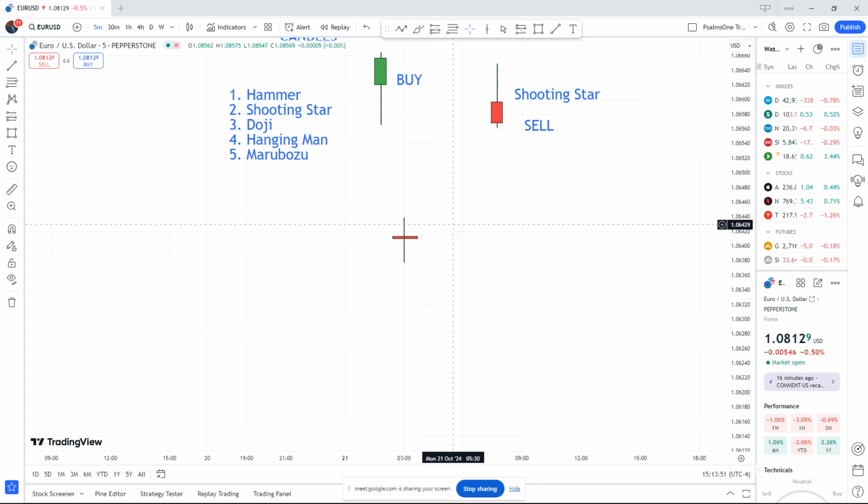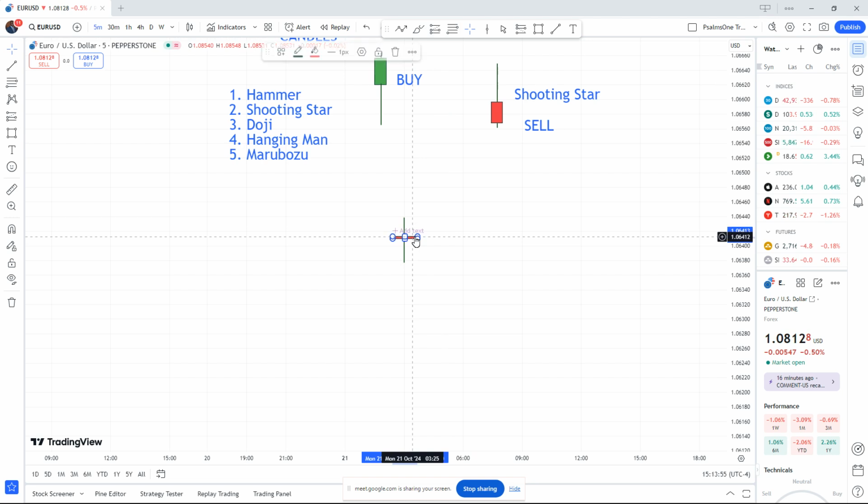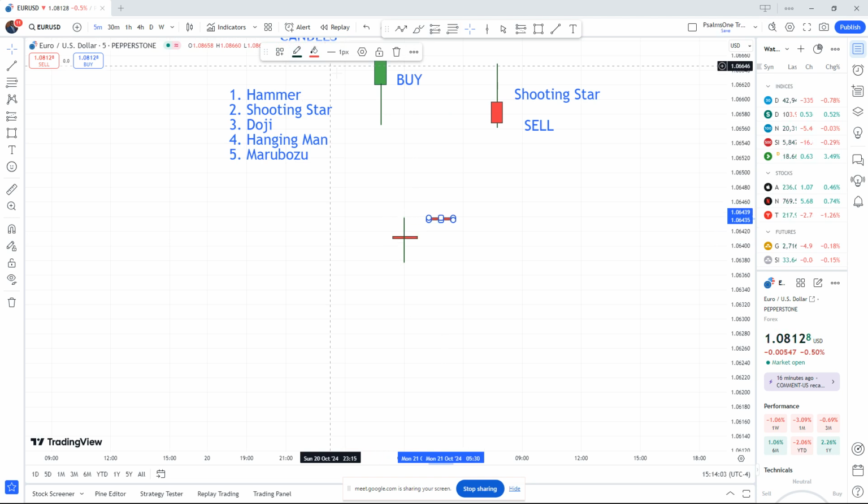Let's continue. So I've explained hammer, I've explained shooting star. Let's go to doji. So doji will be like this.